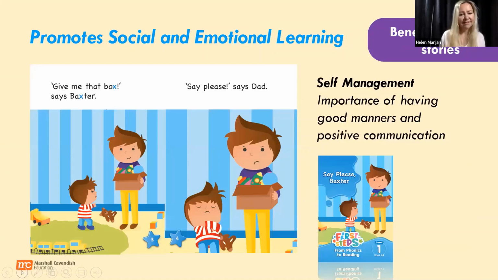That's great. So you can see an example here where we're looking at self-management. Give me that box, says Baxter. Say please, says Dad. And he doesn't want to. He's very stubborn like this. In the end of the story, he actually learns his lesson and he learns to say please in a nice way. So he learns good manners.